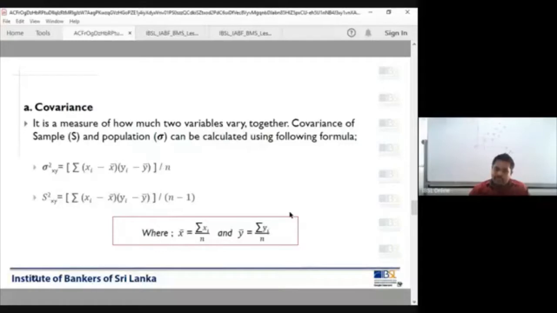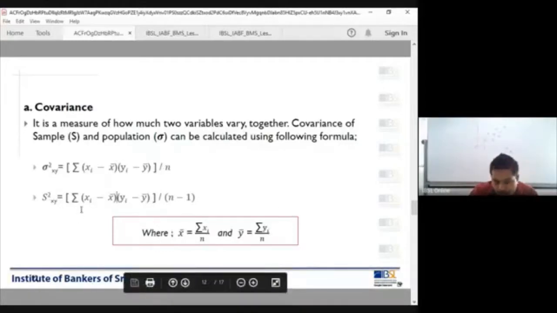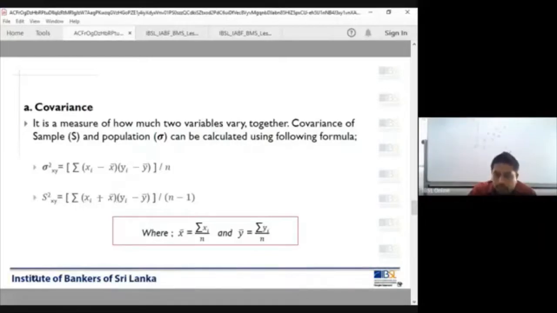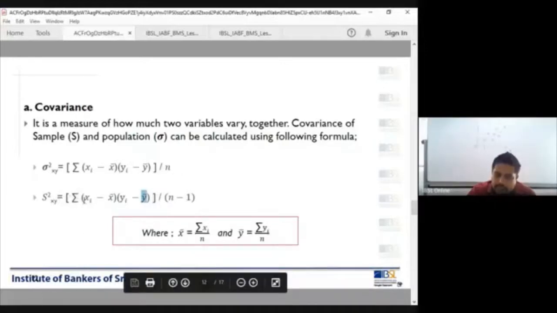So xi would be 3 and yi would be 5 in that case. The whole idea of this equation is that you need to take the difference between the individual x value and the average of that variable's values, multiply it by the individual y value minus the average of the y values, and take the summation, the sigma, of those individual observations.